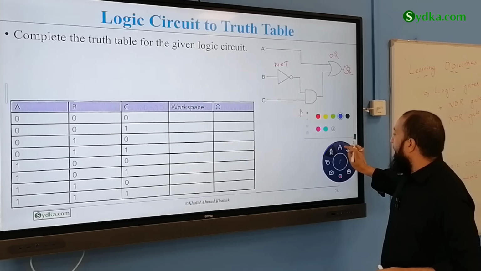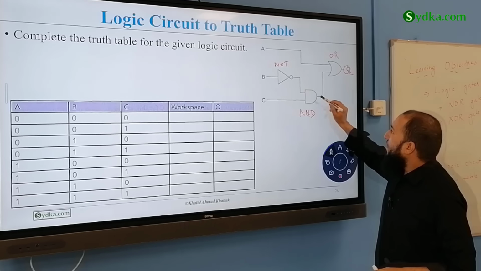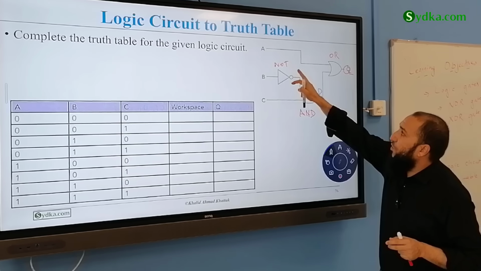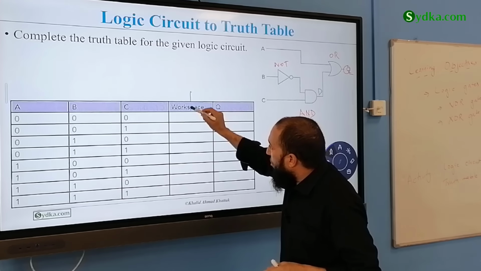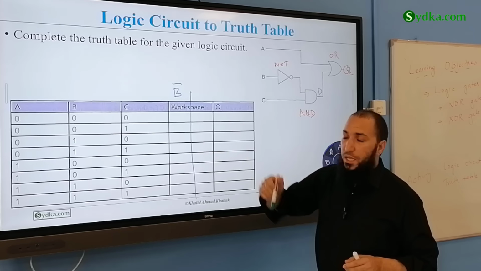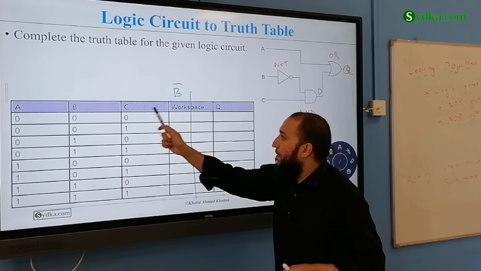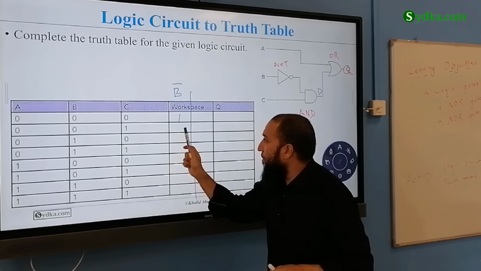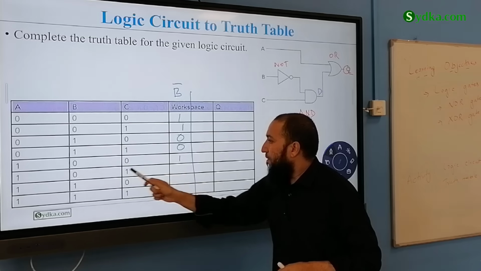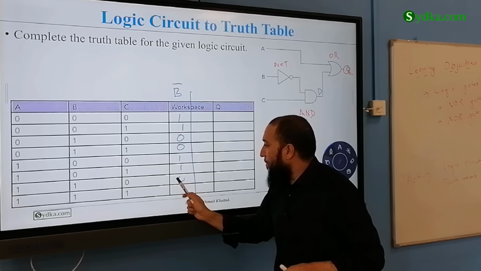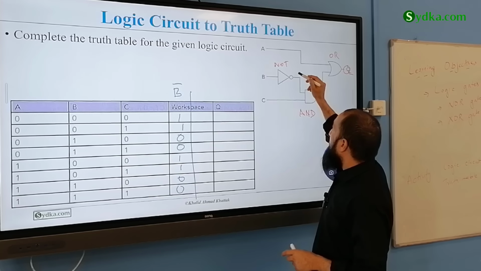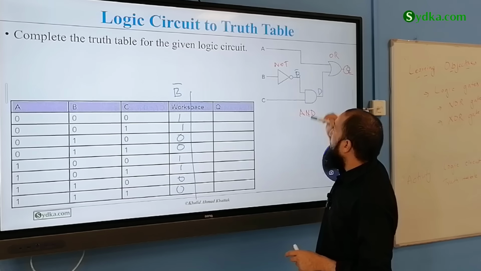First step we do, to make it easy for us, is to calculate these two. So I'm going to call this D. Before that, we're going to calculate this one here. I'm going to call it not B, which means B bar. So this is going to change: 0 will change into 1, 0 into 1, 1 into 0, and then 0, then 1, then 1, 0, 0. So we inverted all the values of B into not B.